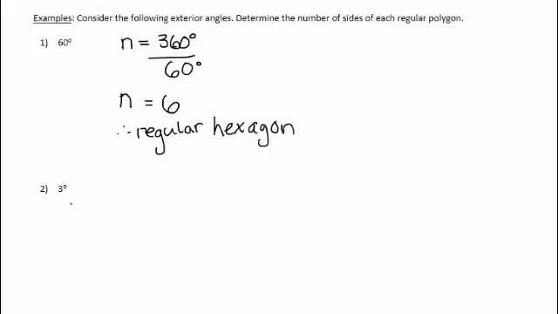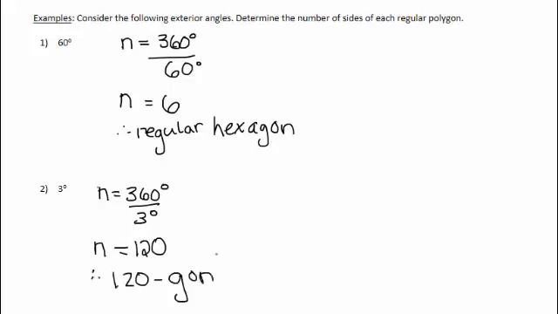Now for the second example, we can do the same thing. The exterior angle we are given is 3 degrees, and we know that all exterior angles are equal in a regular polygon. So to find out how many sides it has, we divide 360 degrees by 3 degrees, and we get n is 120, meaning that this regular polygon has 120 sides. So we call it a 120-gon.